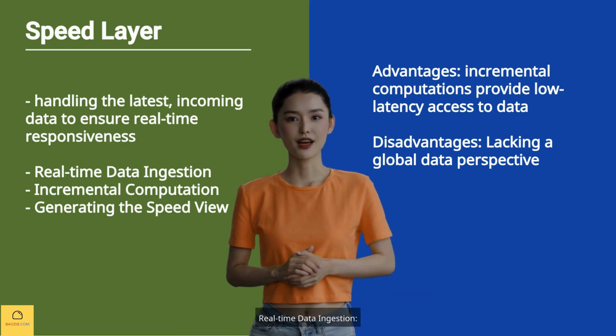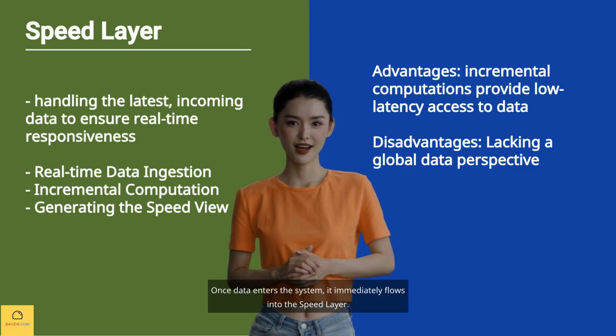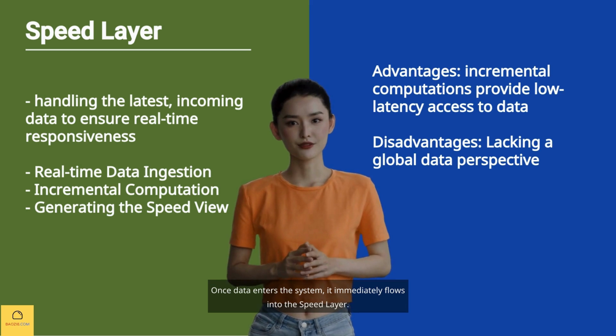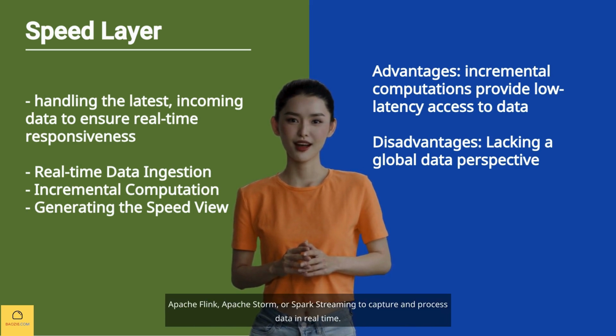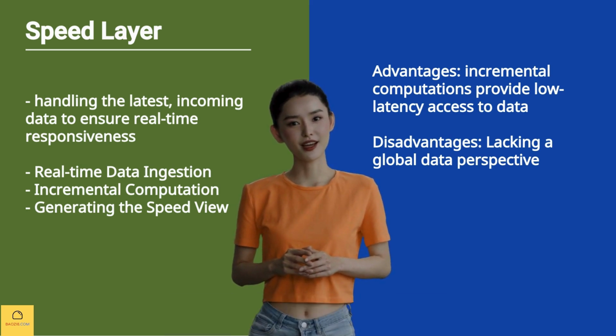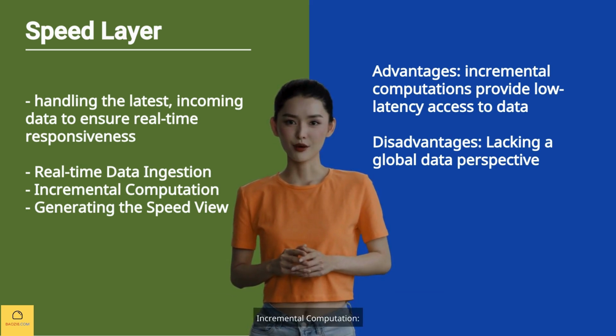Real-time data ingestion. Once data enters the system, it immediately flows into the speed layer. This layer typically relies on stream processing frameworks like Apache Flink, Apache Storm, or Spark Streaming to capture and process data in real time.